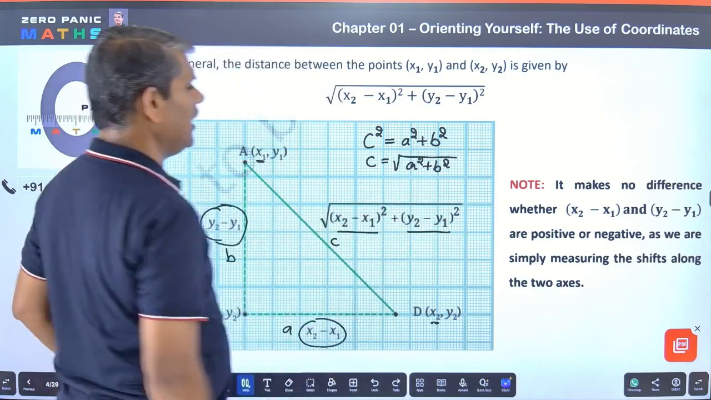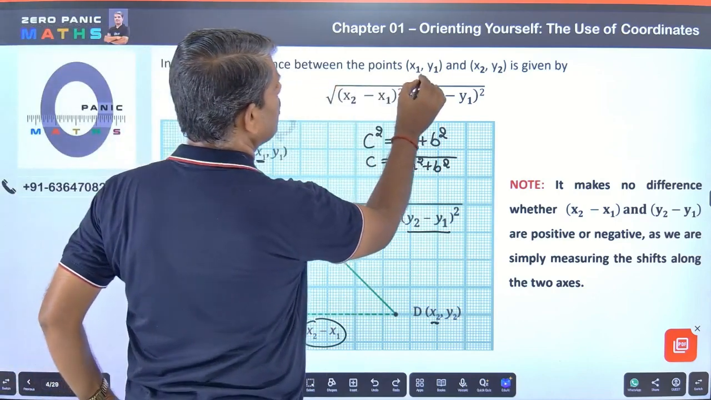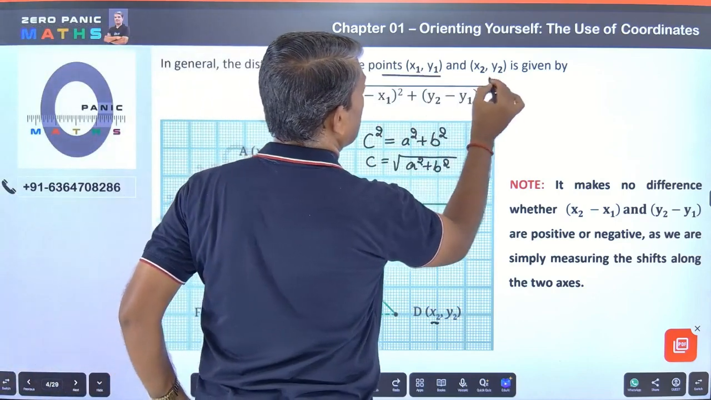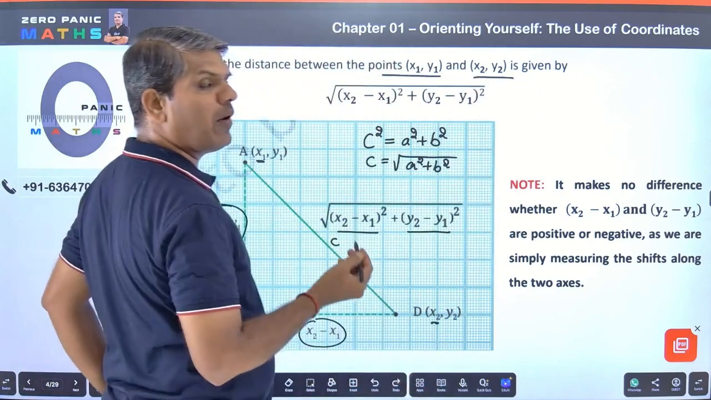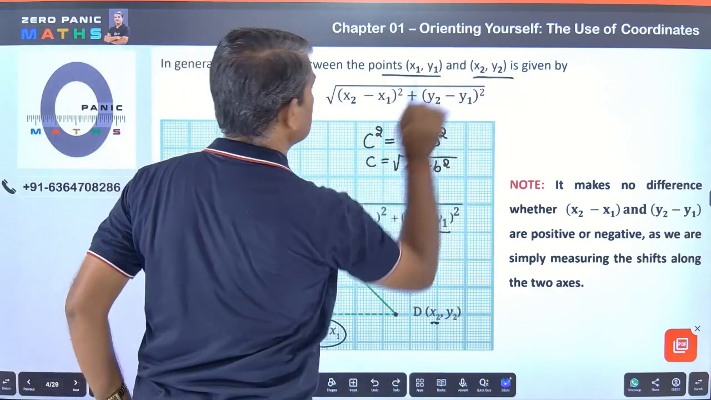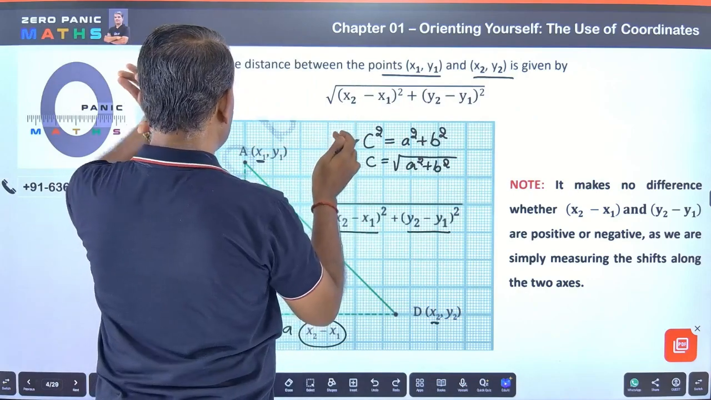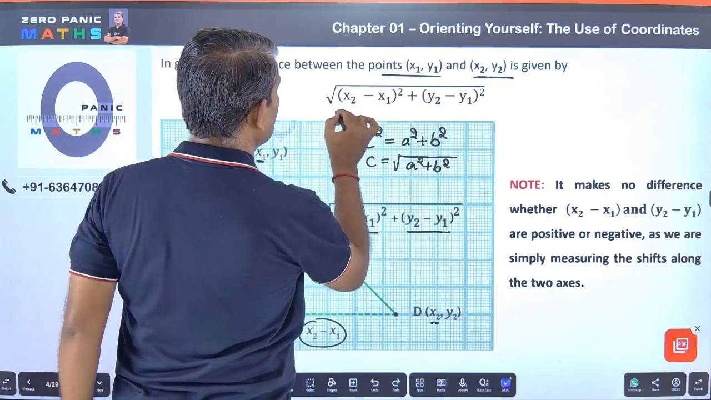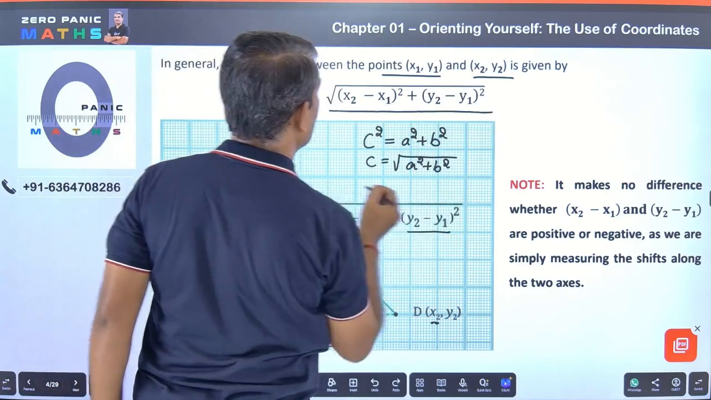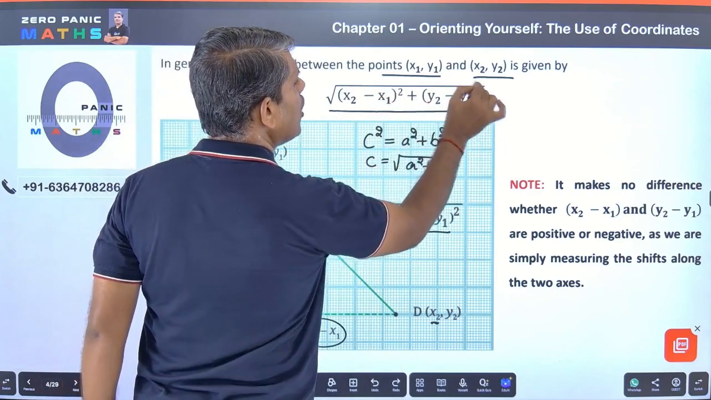So in general, for any two given points x1 y1 and x2 y2, where x1 y1 and x2 y2 are the coordinates of the first point and second point respectively, the distance between these two points is found by this formula: square root of (x2 minus x1) whole square plus (y2 minus y1) whole square.